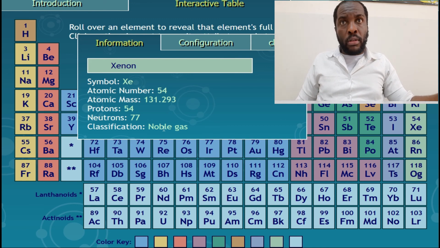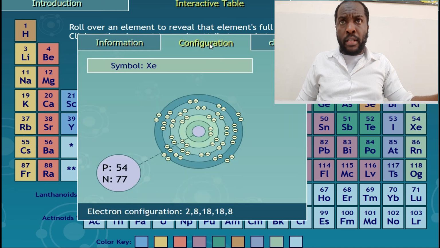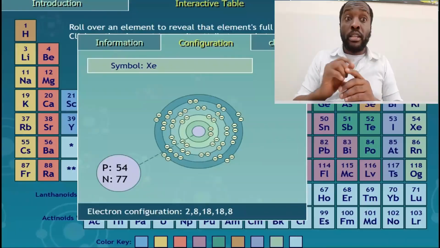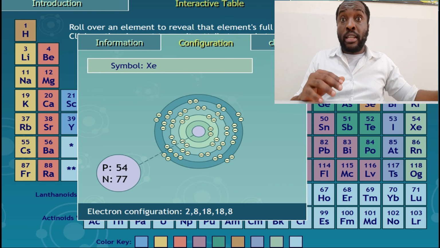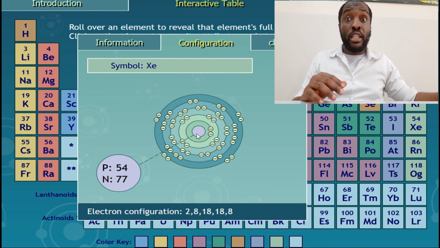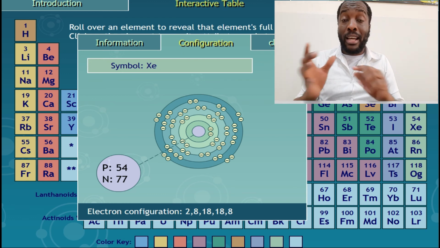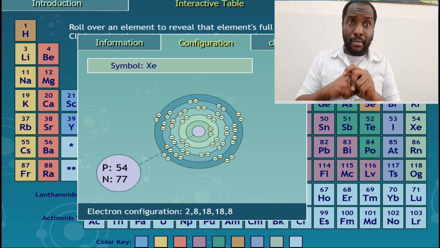If we come to this side of the periodic table, we have the configuration of xenon. So we have the electrons here. We shall see all these in our future classes, and this is what we call the Bohr's atom. The little things you find here are what we call the electrons, and this is of course the nucleus where you have the protons and the neutrons. We shall see all these in our next classes.